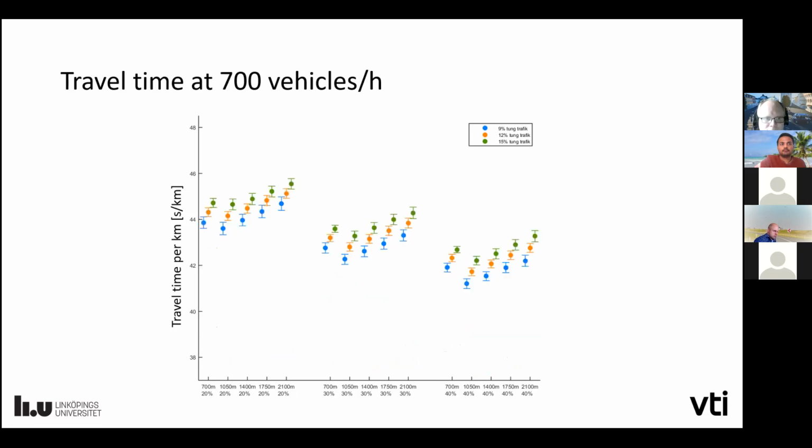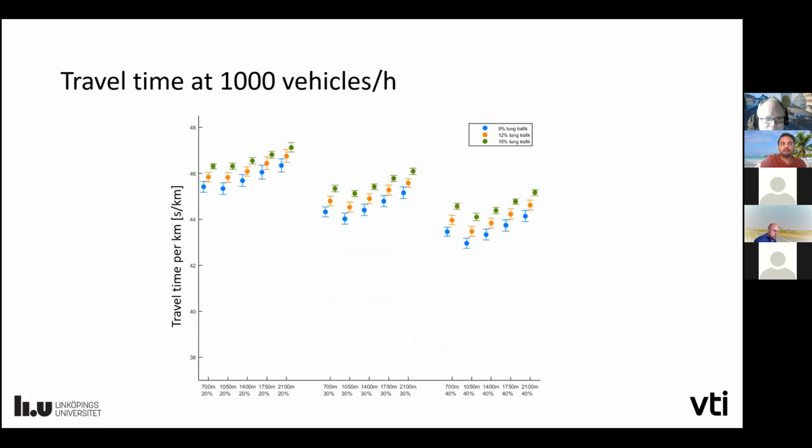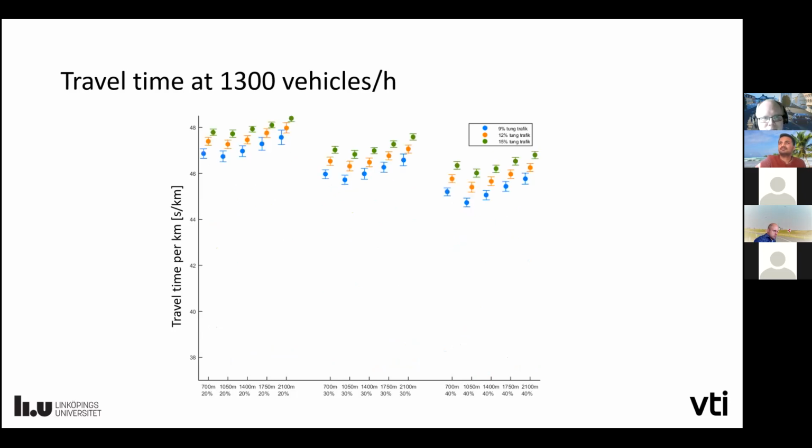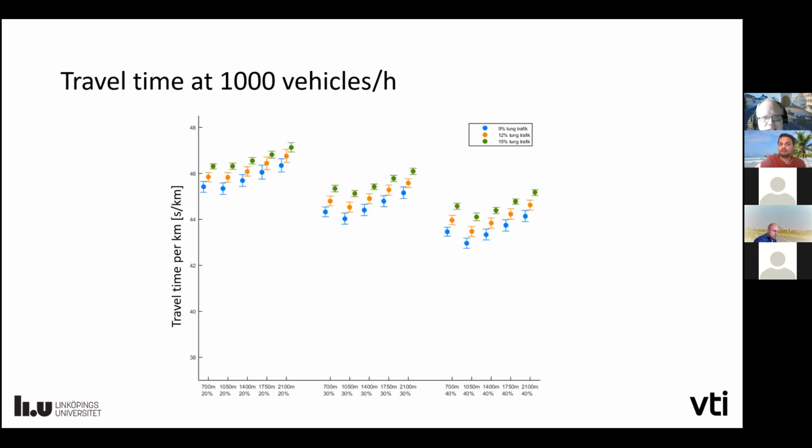And more or less independent of the flow, we could see a trend that it's not obvious that a longer length is better, because the longer it gets, the longer the one-lane segments get, and the more vehicles are catching up with each other. According to this, it seems like the optimal length is around 1,000 to 1,400 meters.